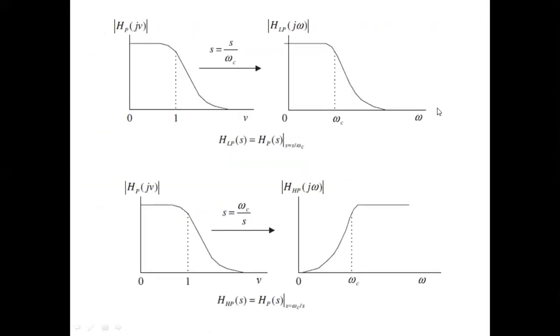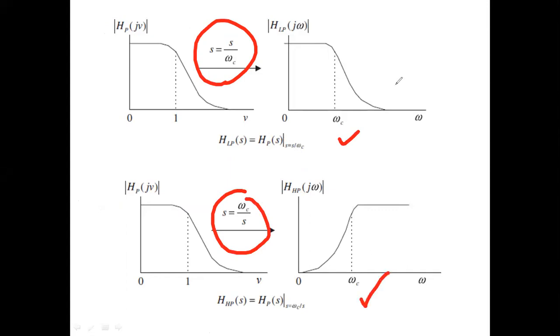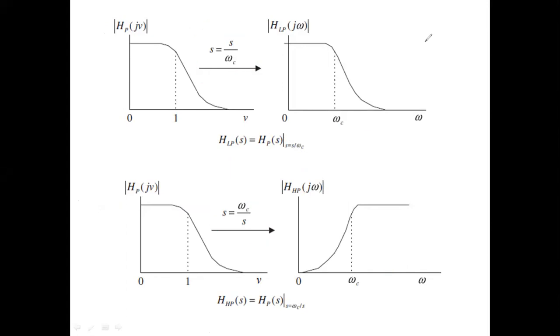You don't always want a low pass filter. If you replace S by S over omega c, you get a low pass filter, not a prototype filter but one with a frequency of your choice. If you replace S by omega c by S, then you will get a high pass filter for a change.